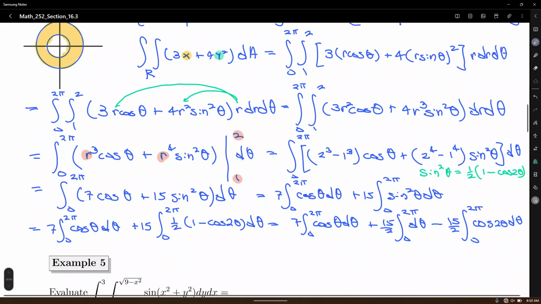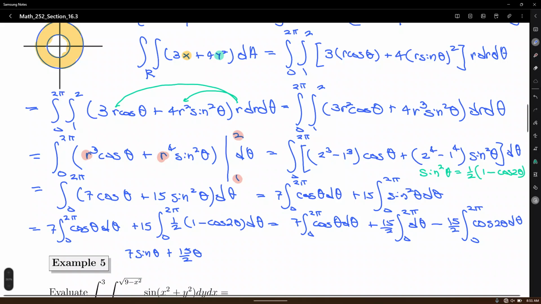So we're ready to integrate these 3. So the integral of cosine, that's sine. So that is 7 sine theta. The integral of d theta is just theta times the coefficient 15/2. And the integral of cosine 2 theta, careful, because the integral of cosine 2 theta is sine 2 theta times a half by a mini u substitution.